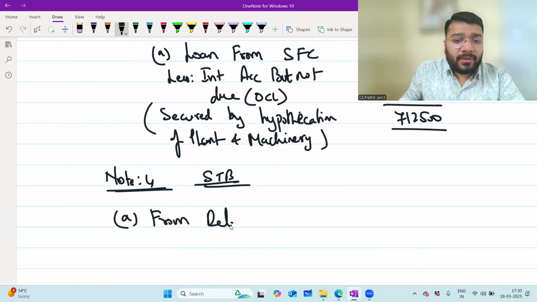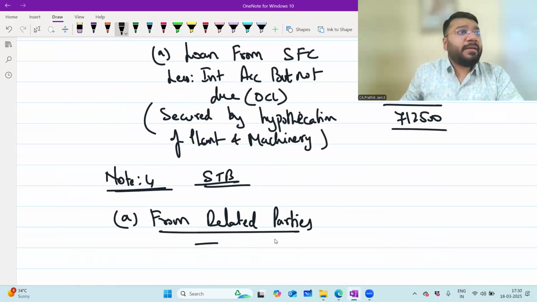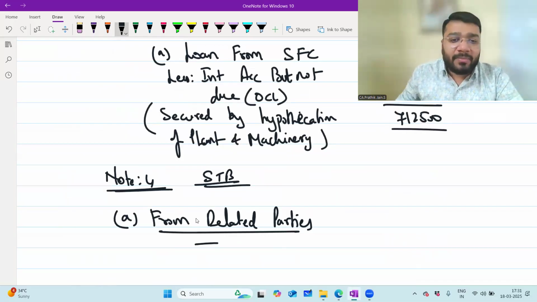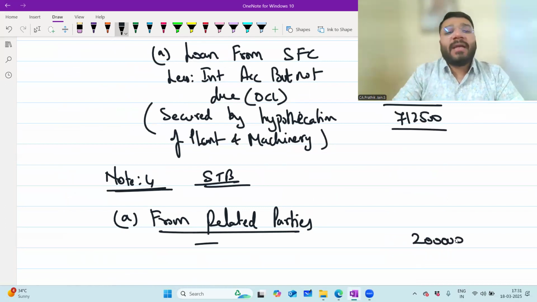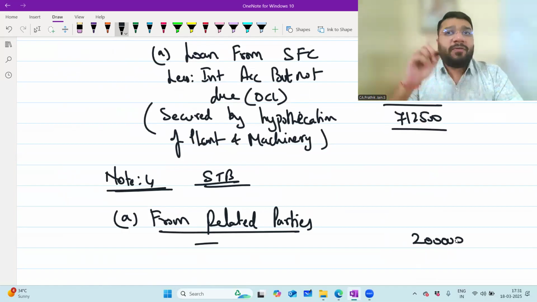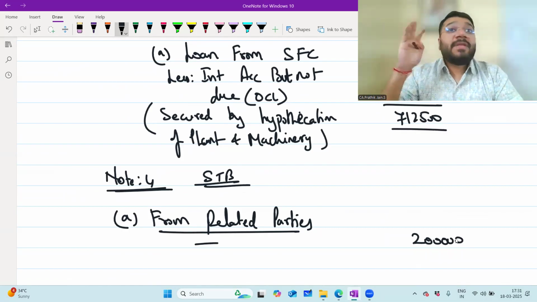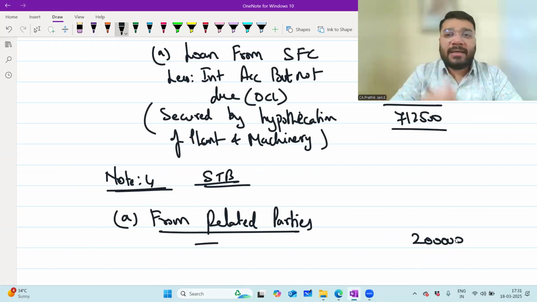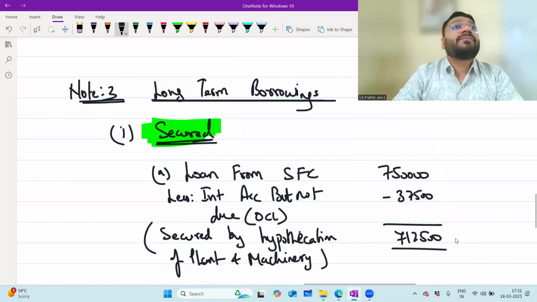From related parties. They have not mentioned which one. In reality, they'll mention which related party it is, but they have not mentioned, so we'll just write categorically. How much is it? 2 lakhs. That's all. In my opinion, if you have any one item, it is better to write directly in the balance sheet. If there is any important information to be given against it extra, then having a note makes sense. But otherwise, you can write this directly in the main heading also.